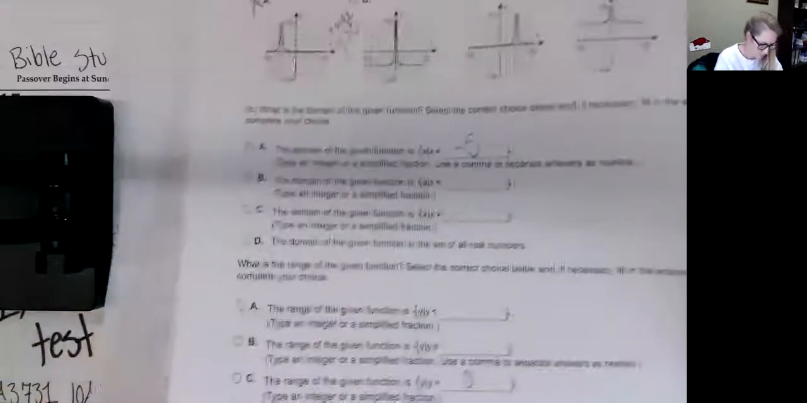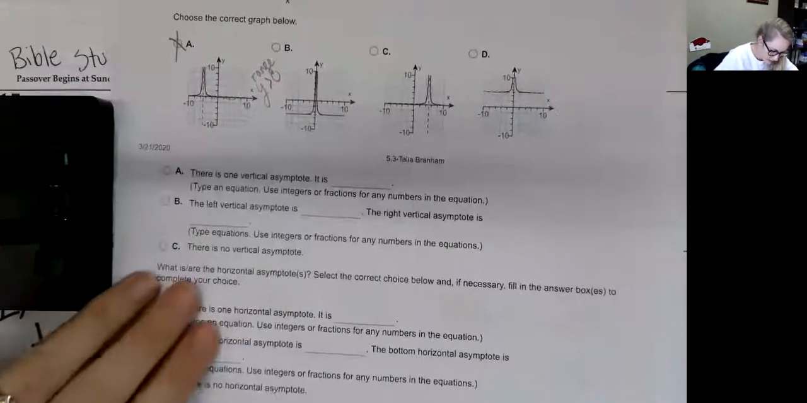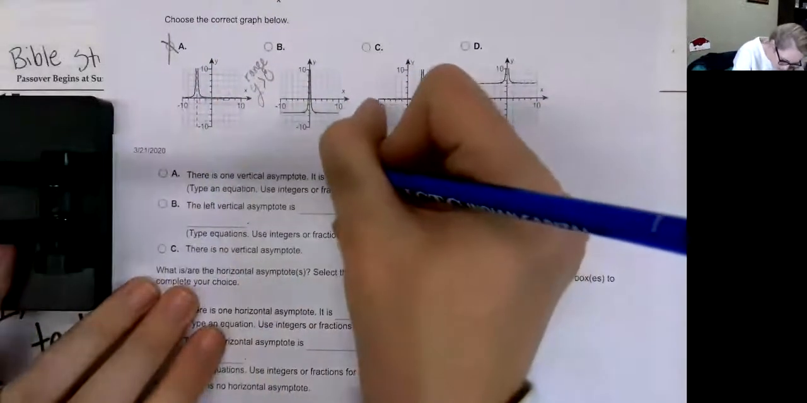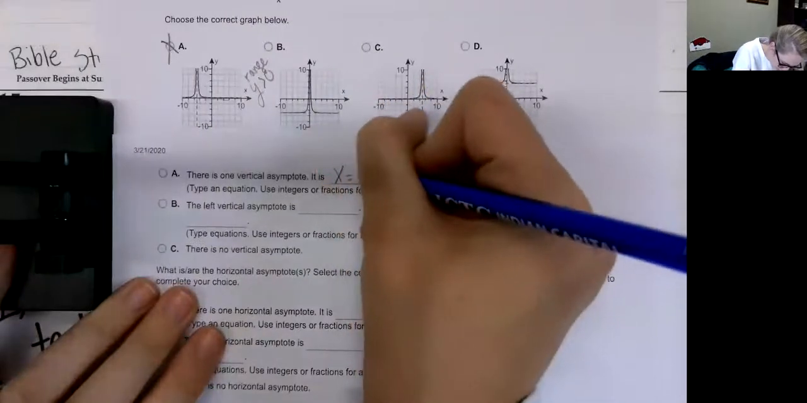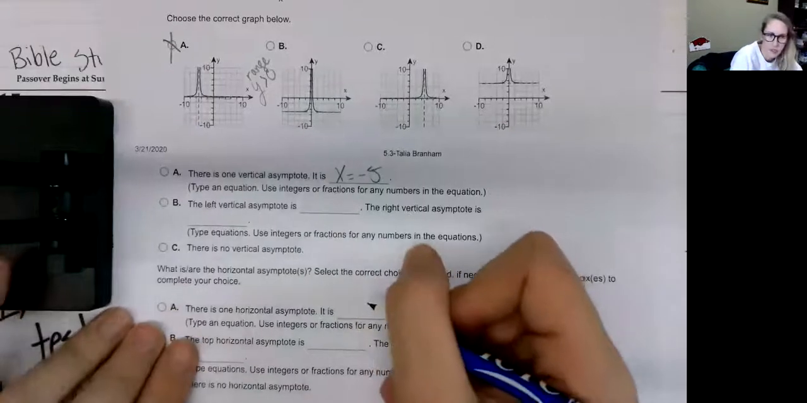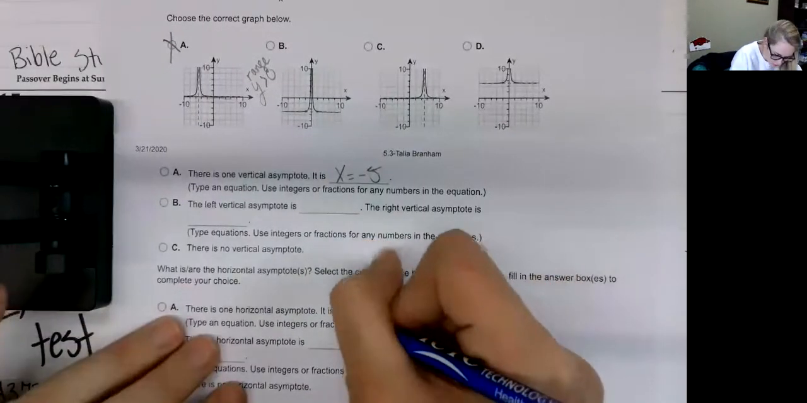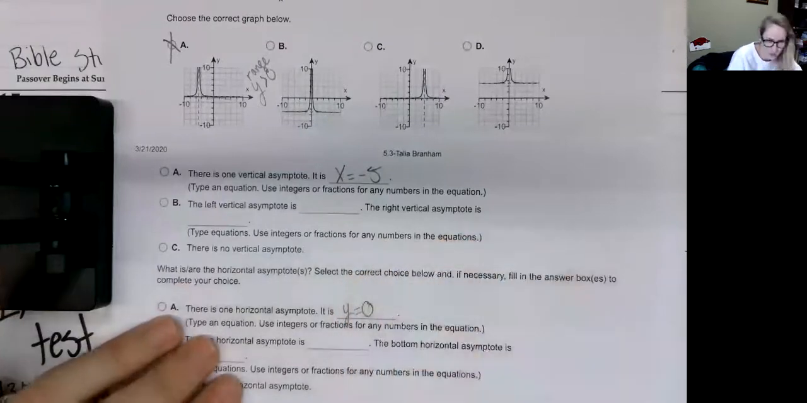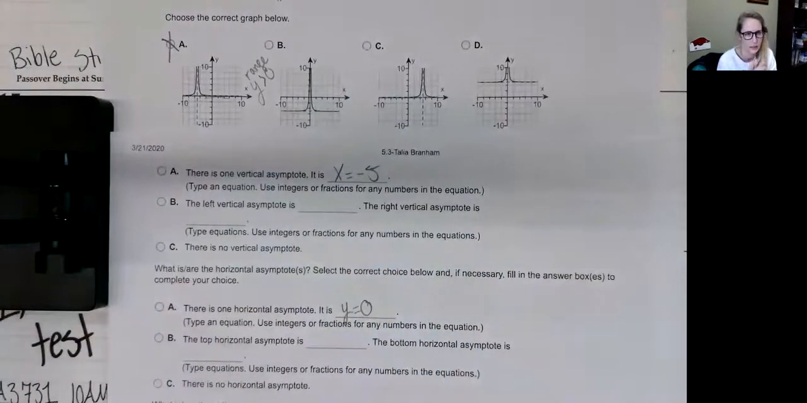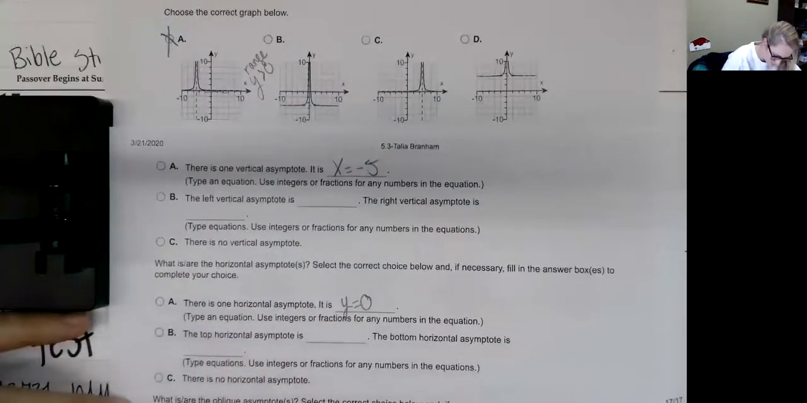Okay, let's do this. Vertical asymptote right there would be x equals -5. Horizontal asymptote. Now remember on the asymptote, it's not an inequality, so it's an equal sign, so it's y equals 0. Because it can't equal 0, it's everything above it, but equal sign. And then there's no oblique because we had horizontal.